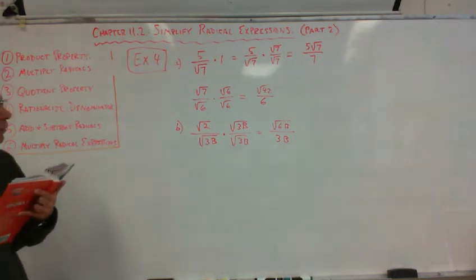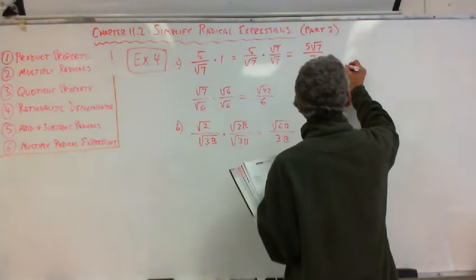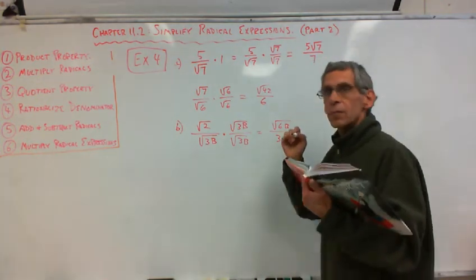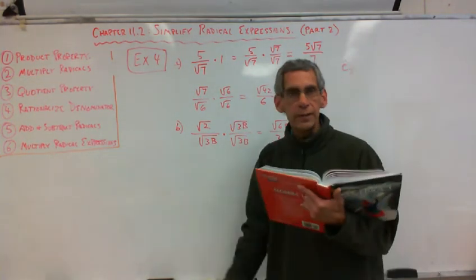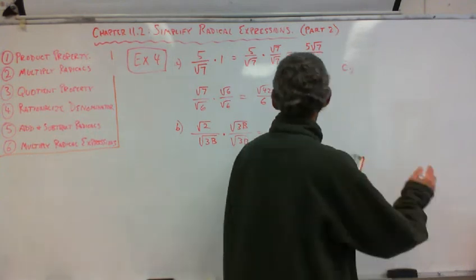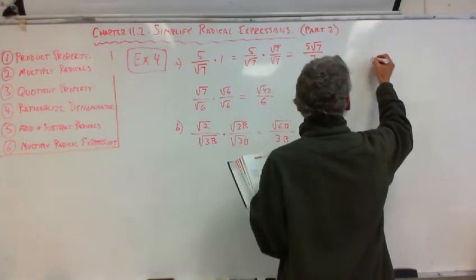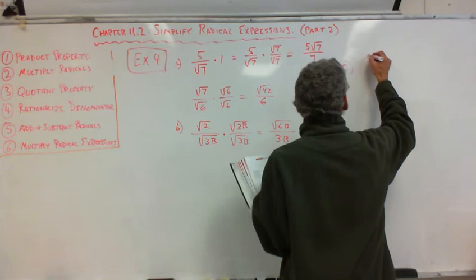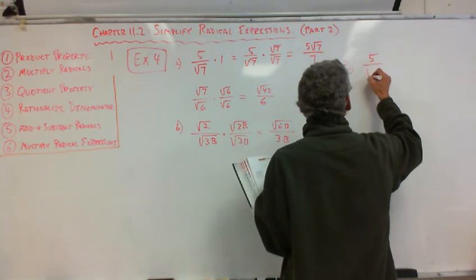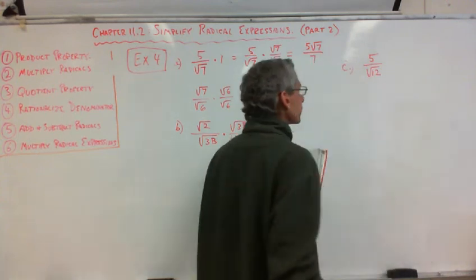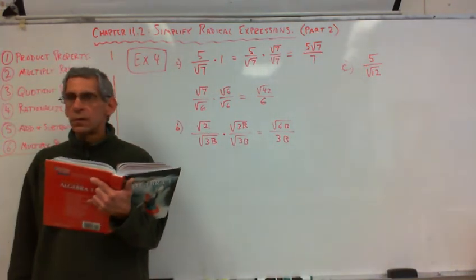All right, now I'm going to throw one more example, just because they didn't put it on here, but I'm going to do it. C. What's my example? So what if I gave you 5 over the square root of 12? What would you do, Sal, to simplify it?